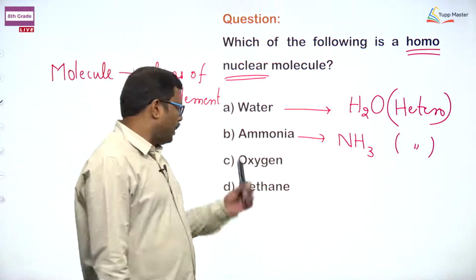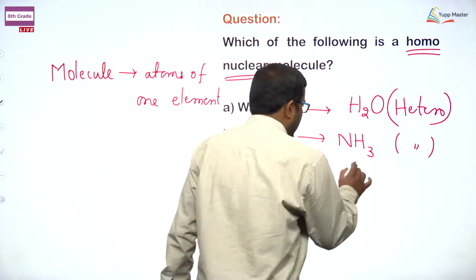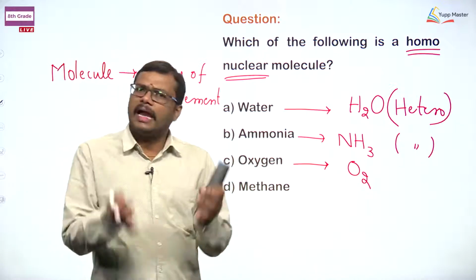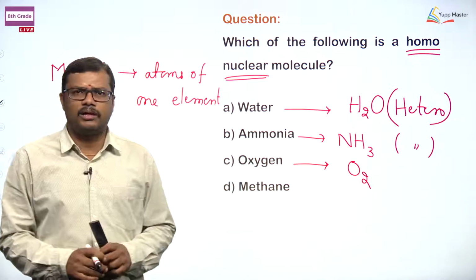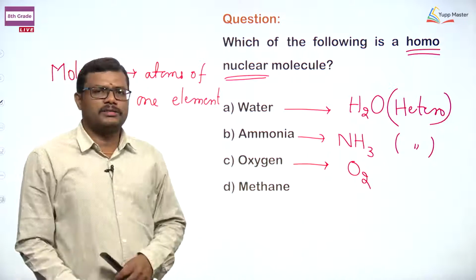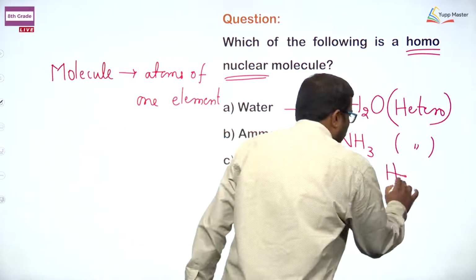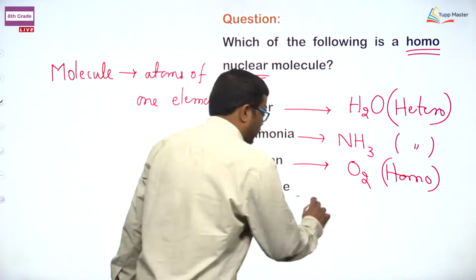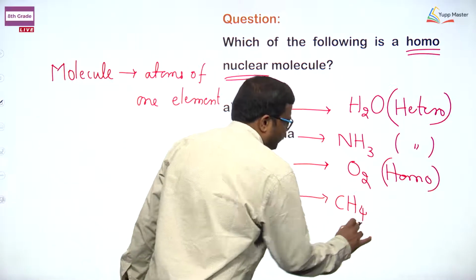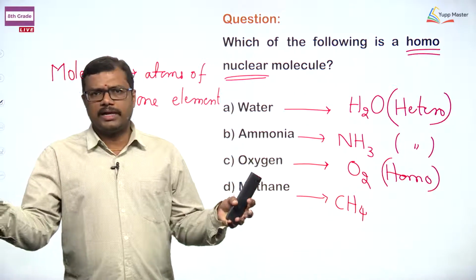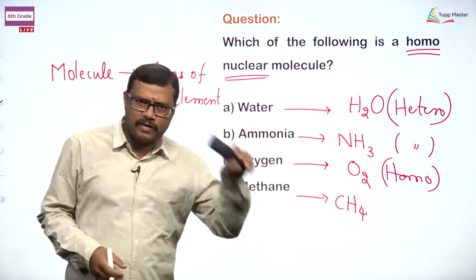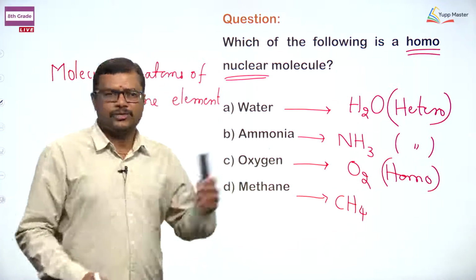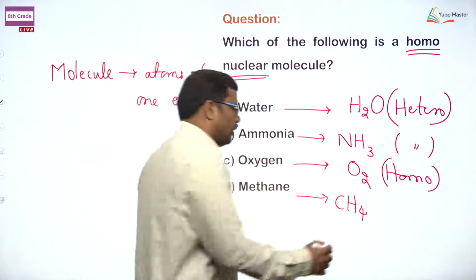Now, oxygen, we know oxygen in nature exists as O2. So, here an oxygen atom and an oxygen atom are combining, atoms of one element only are combining, and we are getting the oxygen molecule. So, this is a homonuclear molecule. Let us look at the fourth option as well. Methane, we represent with CH4. Here 1 carbon atom and 4 hydrogen atoms are combining together, atoms of carbon and hydrogen. So, it is a heteronuclear molecule.